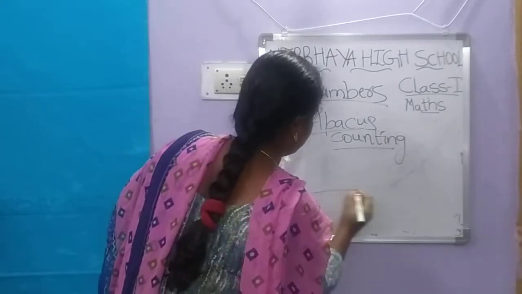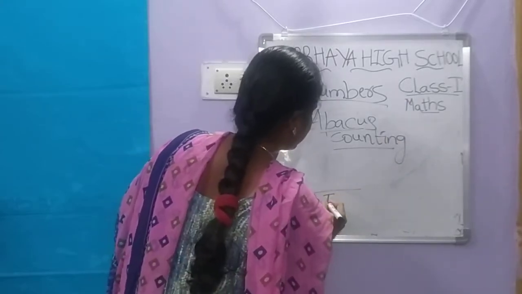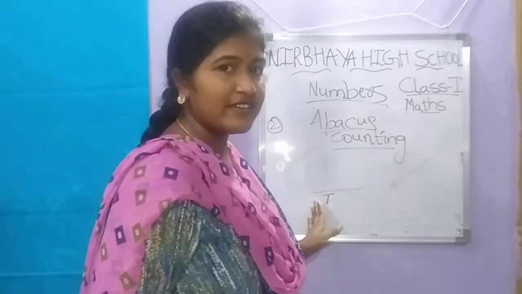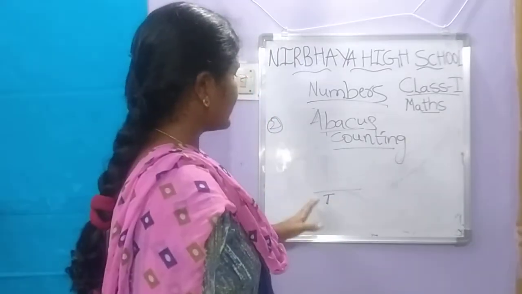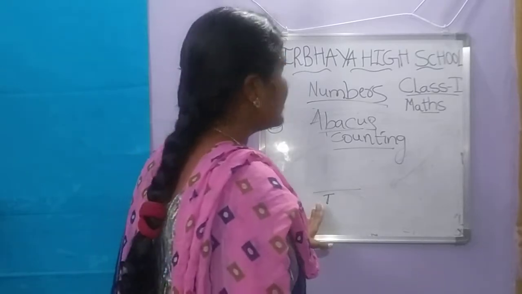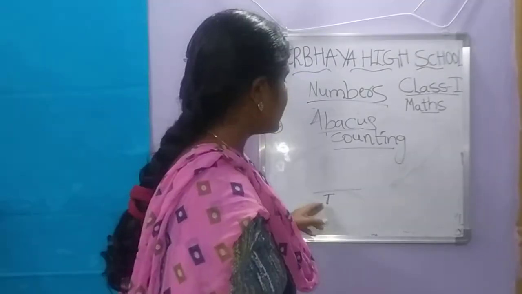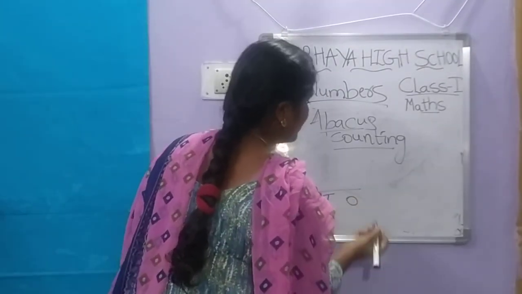Here you see, this is the tens place. The left side is the tens place. Where is your left hand? Yes, left hand side tens and right hand side ones.